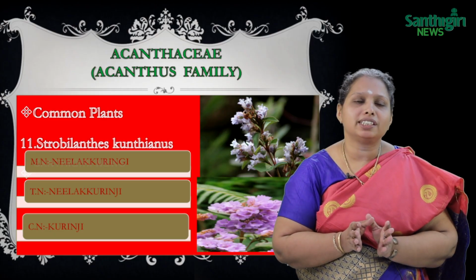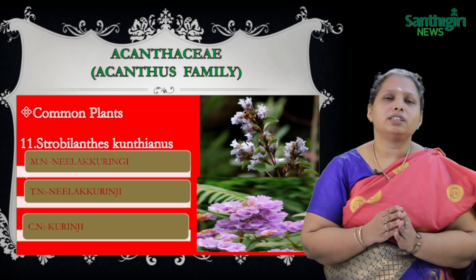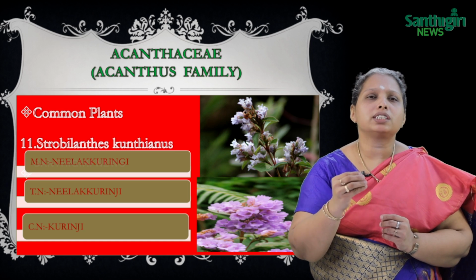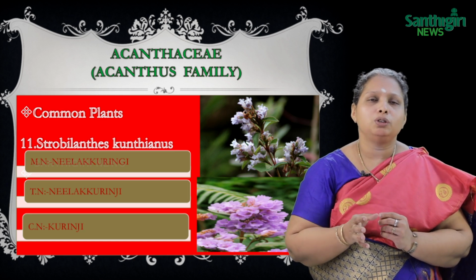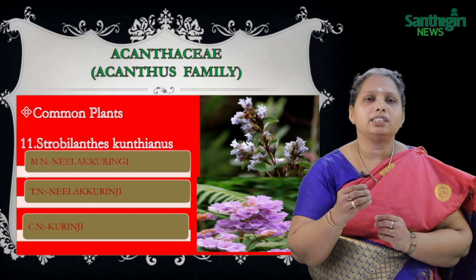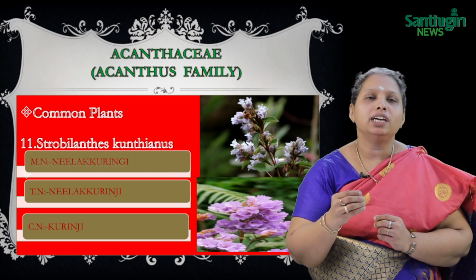The next plant is a well-known plant, Strobilanthes kunthiana, Neelakurinji. In that plant, the flowers bloom once in 12 years. You know. The botanical name of that plant is Strobilanthes kunthiana, Neelakurinji.